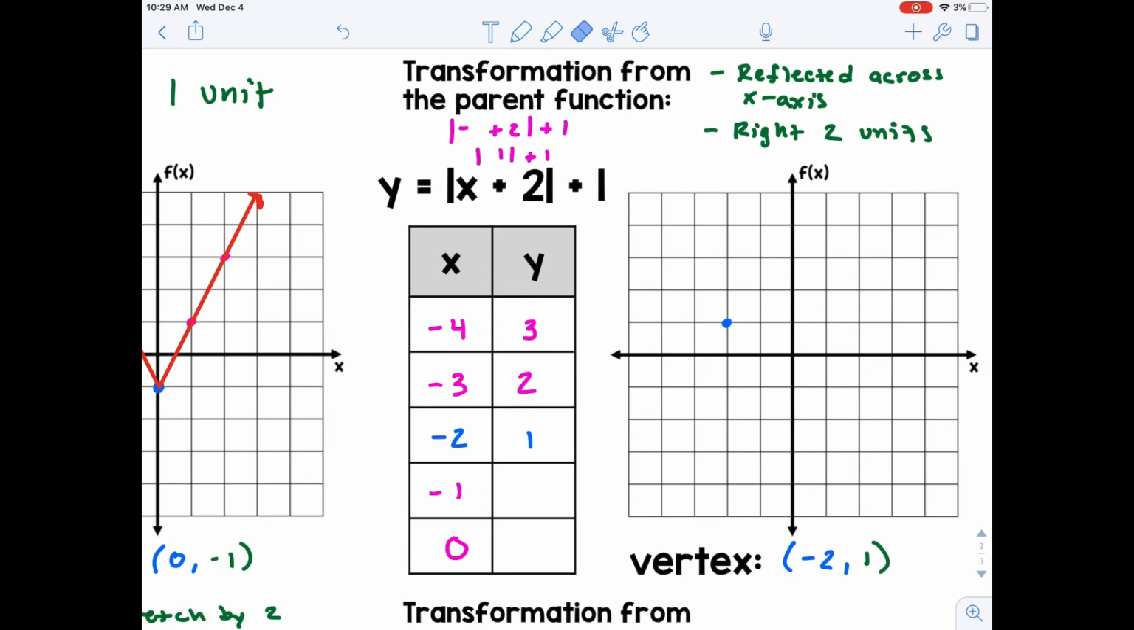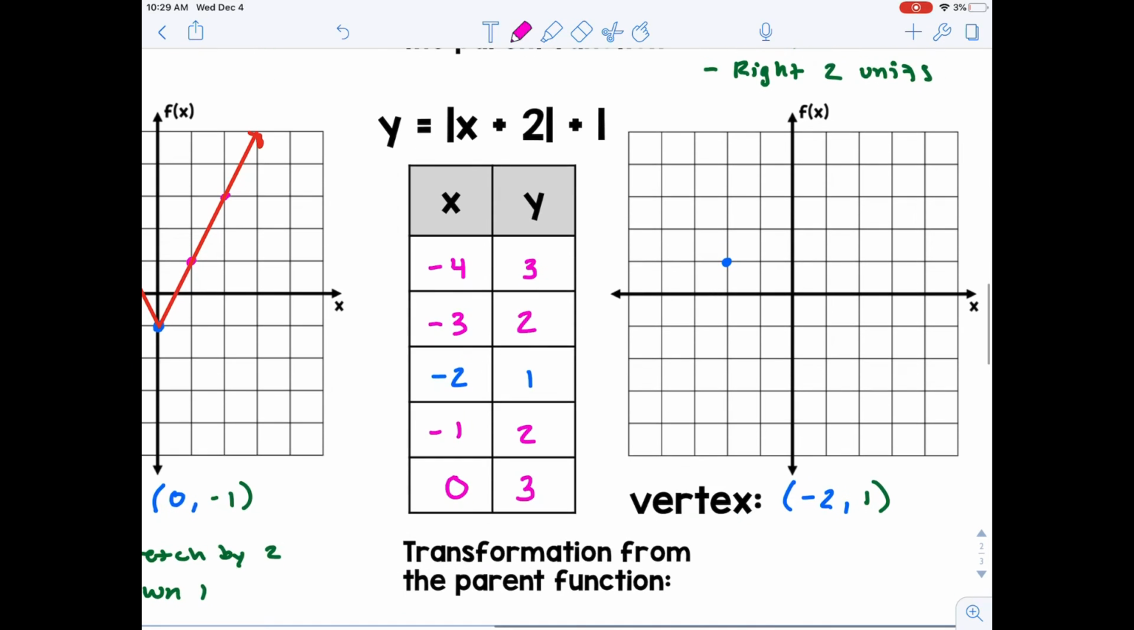If I plug in a -1, -1 plus 2 is 1. The absolute value of 1 is 1. So you have 1 plus 1, which equals 2. And you should start to see the pattern. When I plug in 0, I'm going to get a 3 out. So let's plot these points. -4, 3, -3, 2. I already have my vertex, -1, 2, and then 0, 3. Graph it.